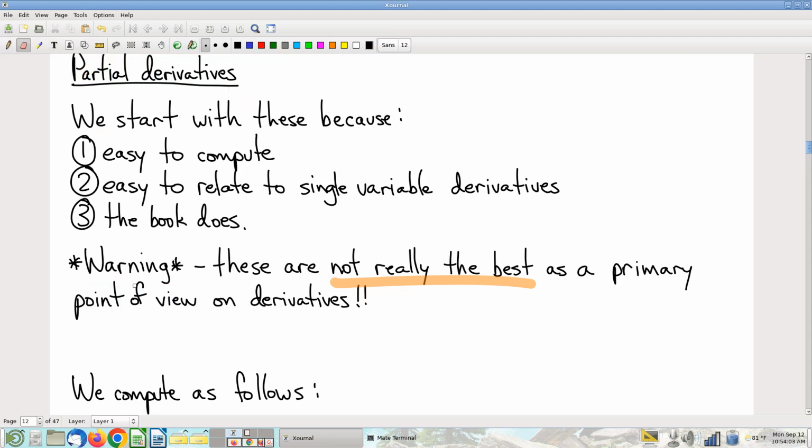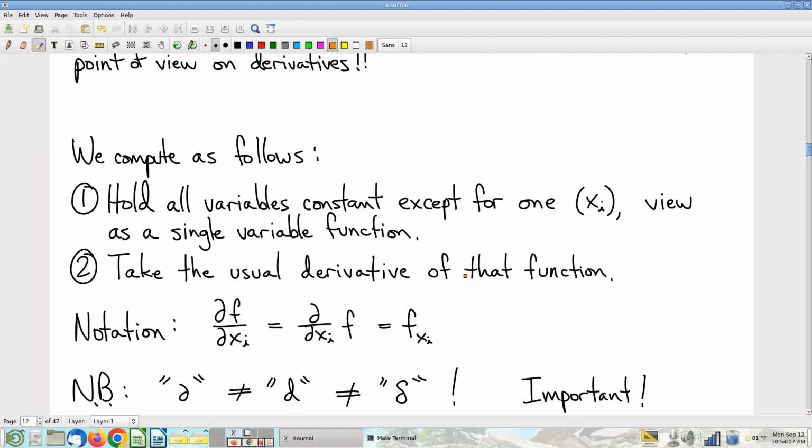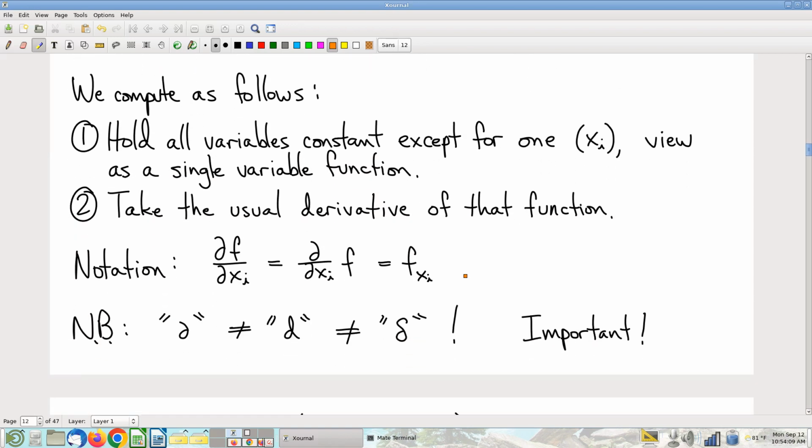So I want you to go into this discussion of partial derivatives thinking of this as one tool of many. But don't hang your hat. Don't get too comfortable with partial derivatives, because we're going to take different points of view very soon. Okay, that's a lot of disclaimer. Let me tell you how to compute a partial derivative.